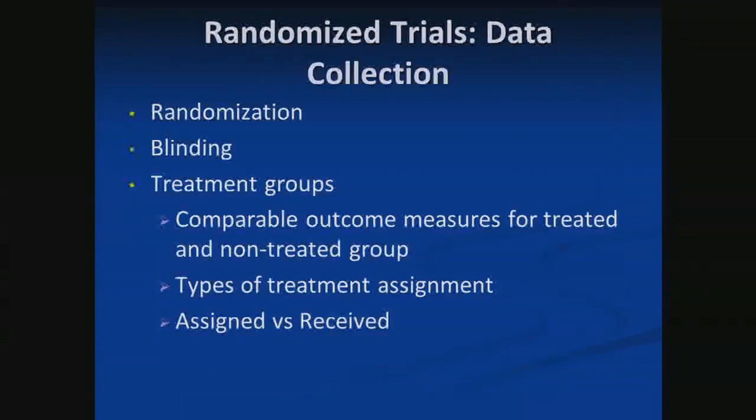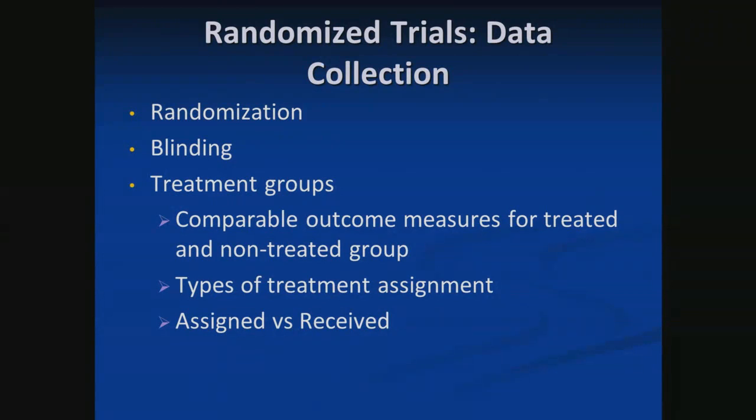Okay, so what are the quintessential characteristics of a randomized trial that are most important, especially in terms of collecting data or setting up your trial? So there are really three aspects that make the randomized trial what it is. One is randomization, as we said, to try to maintain comparability, and we're going to dig into each of these. One is blinding. We'll see what happens when we don't have a blinded design, right? And one is treatment groups.